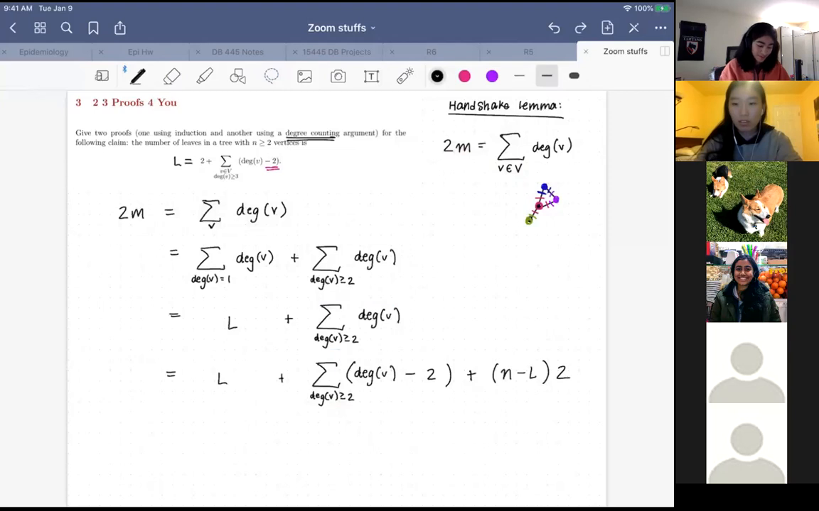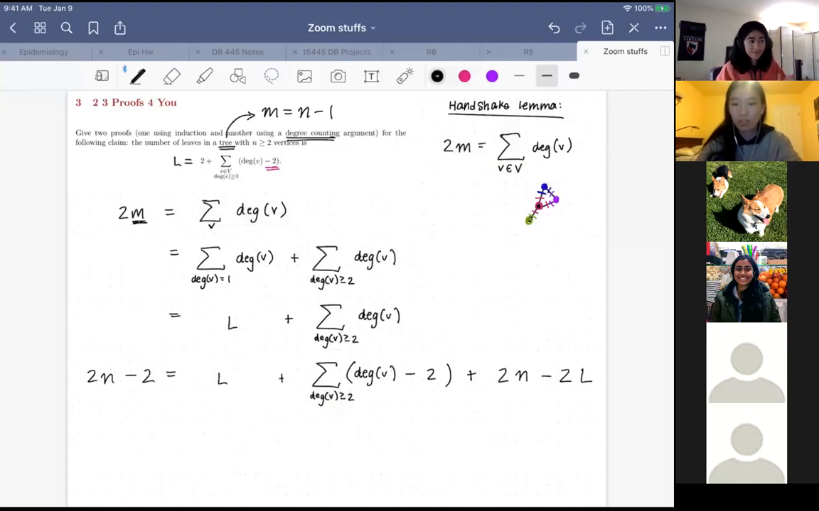Okay, so I'm going to rewrite n minus L times 2. I'm just going to expand the 2 out and write 2n minus 2L, just to make it cleaner. And on the left-hand side, since we're only dealing with trees, trees have this nice property that m is equal to n minus 1. The number of edges is always equal to the number of nodes minus 1. So I can replace m with n minus 1. So 2 times n minus 1, or in other words, 2n minus 2.